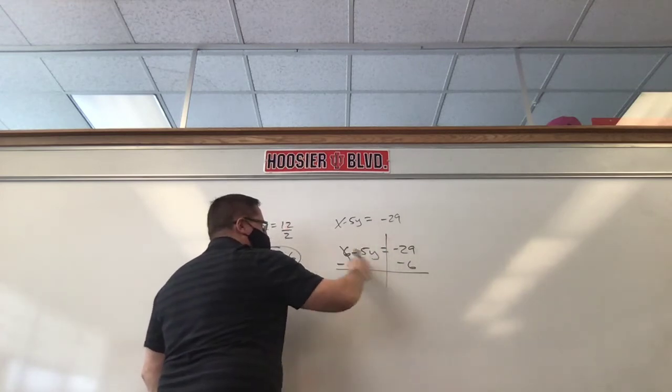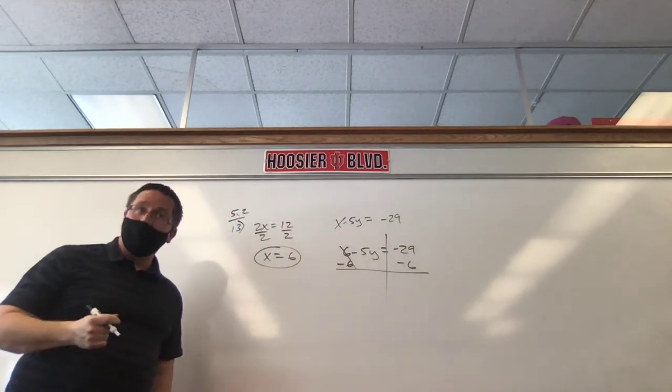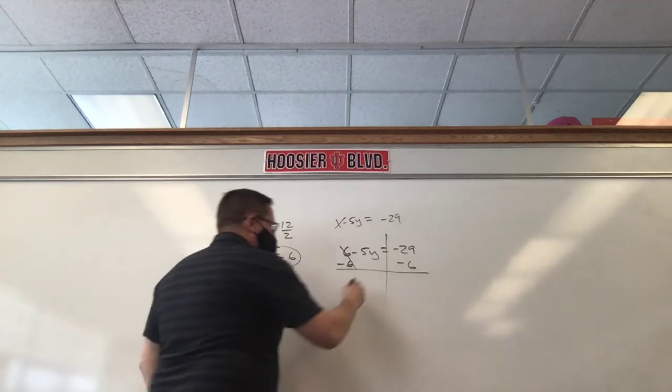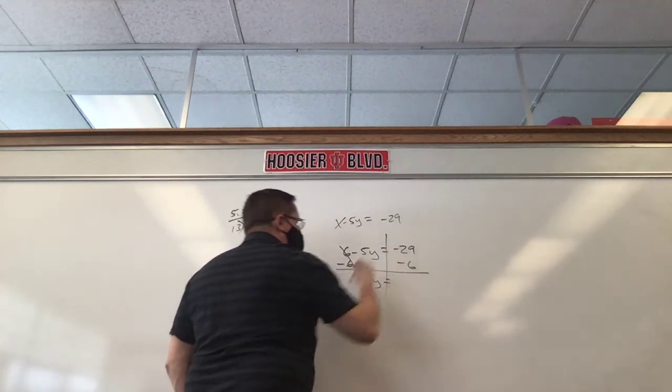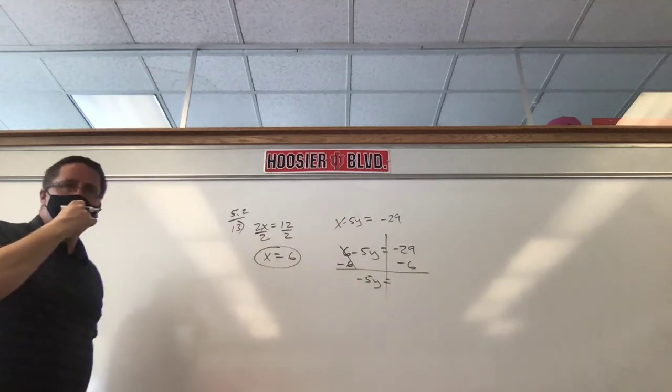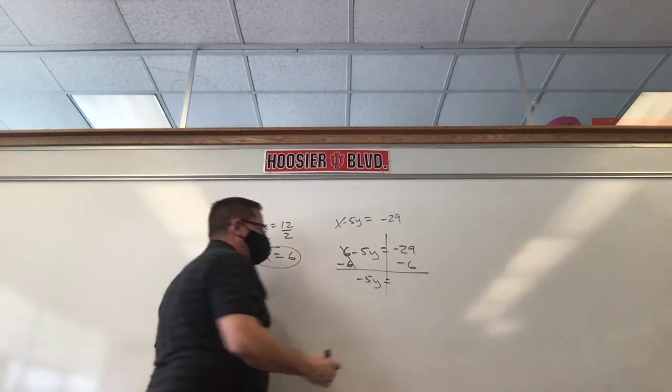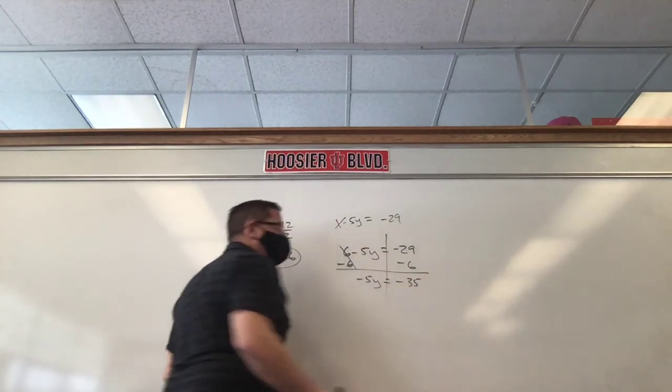These cancel, so what's over here? Negative 5y. What's negative 29 minus 6 more? Negative 35. Are we done? We got to divide by negative 5.